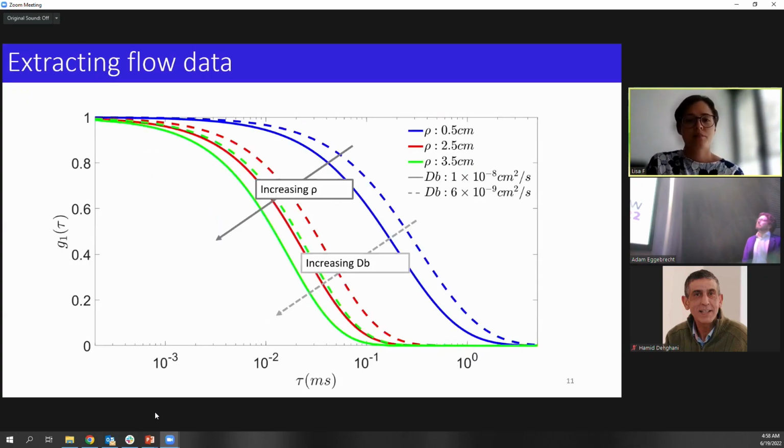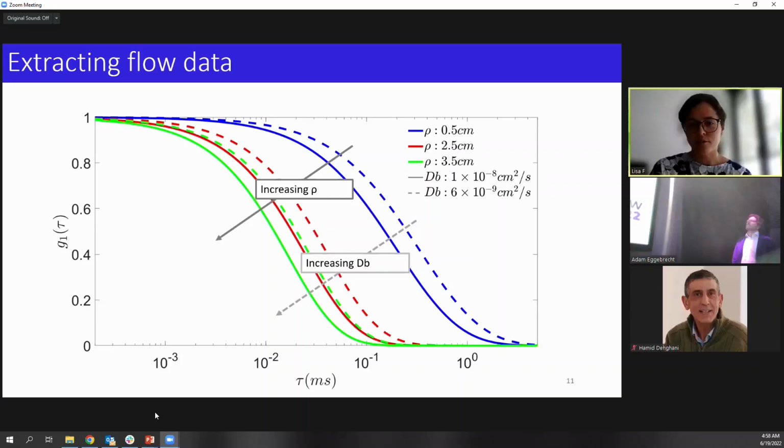The general trends in flow data for increasing source detector separation rho is that the autocorrelation curves will decay faster. They will also decay faster with increasing dB or BFI or blood flow data.